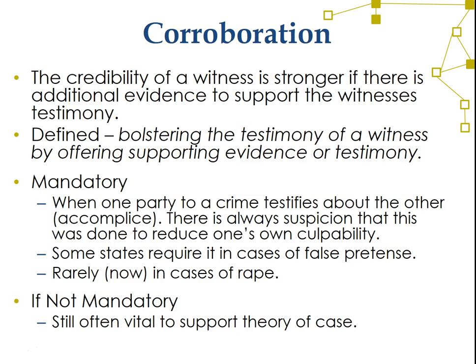And there are a few situations in which corroboration is mandatory, and one involves the testimony of an accomplice. When one party to the crime testifies against another, there is always the suspicion that this was done to reduce his or her own culpability. Well, I'm going to get a deal, so I'm going to testify against the other guy. So due to this motive to falsify, if you will, a person cannot be convicted based solely on the testimony of an accomplice. There has to be some type of corroboration. And many states also allow the common law rule that there must be some corroboration in cases of false pretenses. And a few still follow the old rule that required corroboration in rape cases, although this has been highly criticized. Nearly all other crimes can be established solely on the testimony of victims.